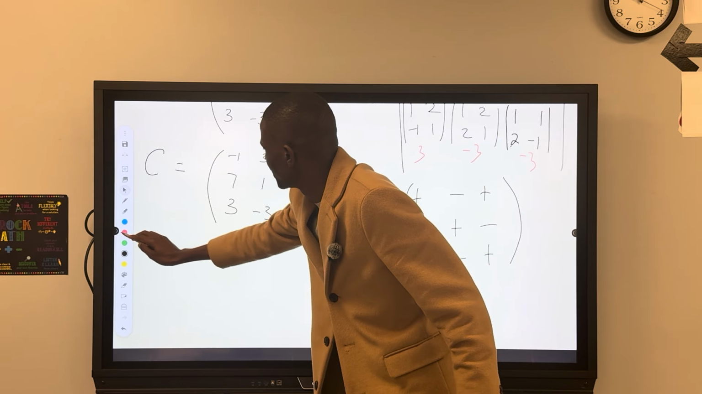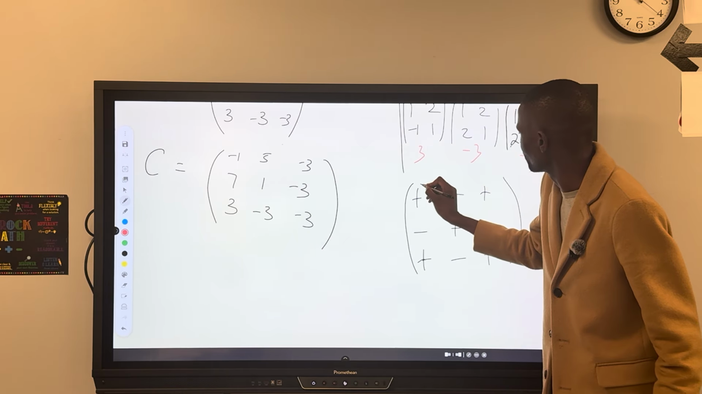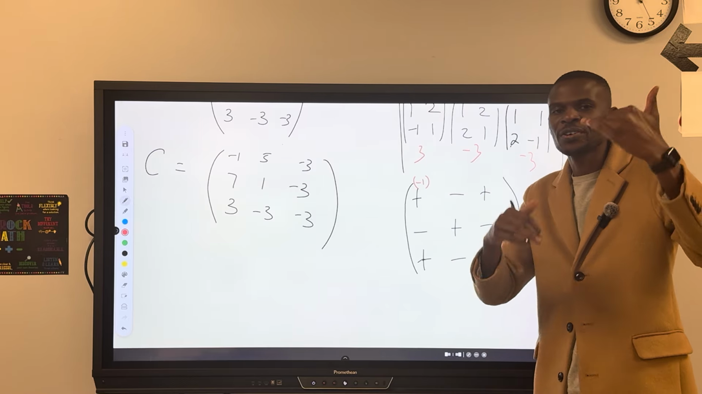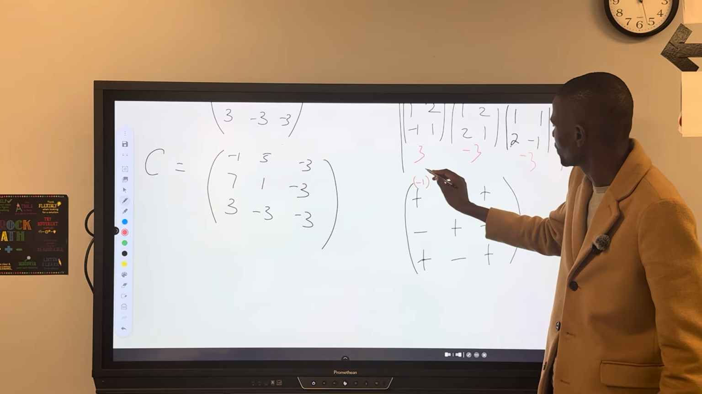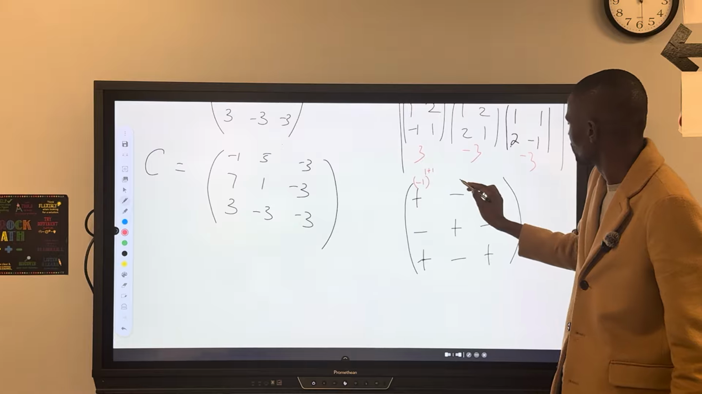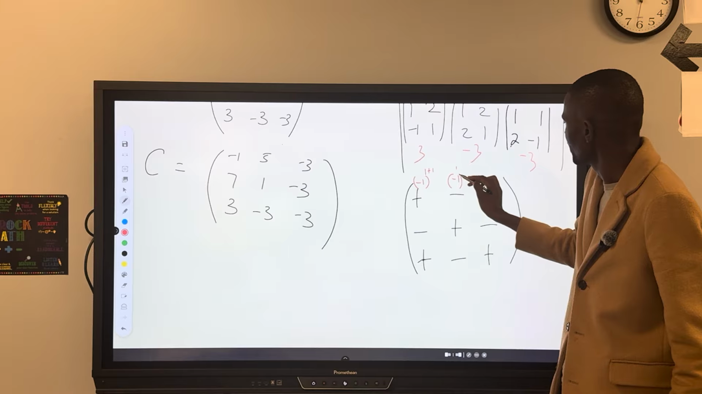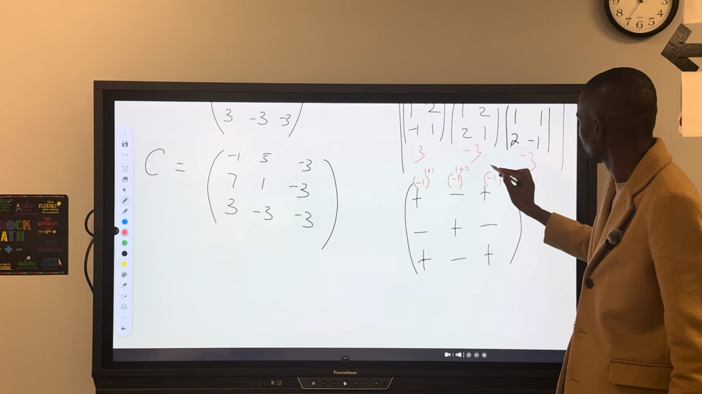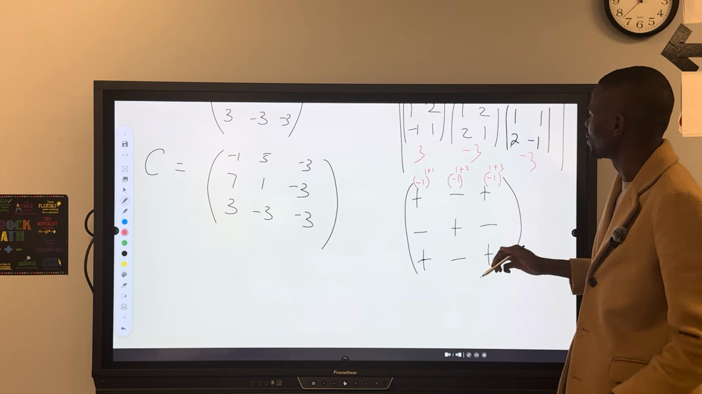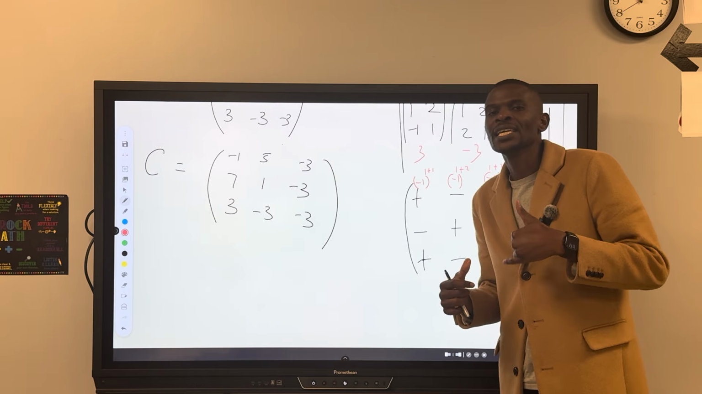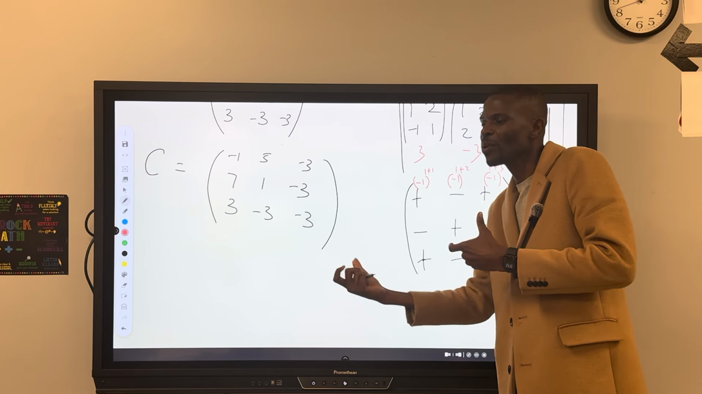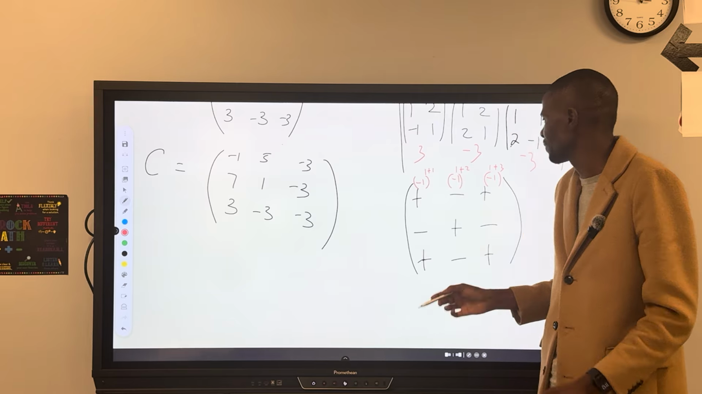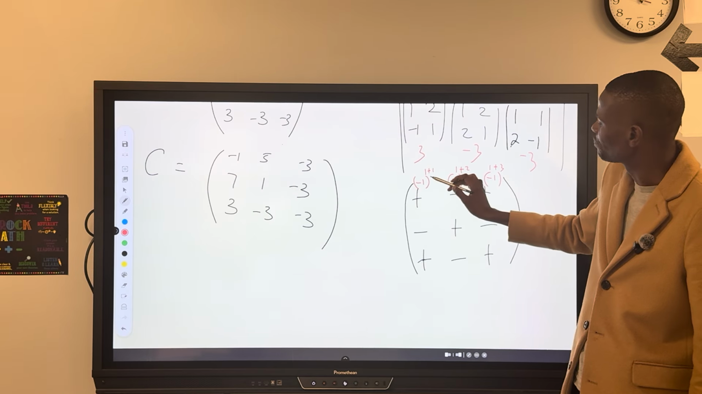Remember, we had -1 to the power i plus j, so i is the row, j is the column. So -1, for the first row, first column, it's going to be 1 plus 1. For the first row, second column, it's -1 to the 1 plus 2, and for the first row, third column, 1 plus 3. So if i plus j is even, it's going to be positive. But when i plus j is odd, then that's negative. So this is what's happening here.